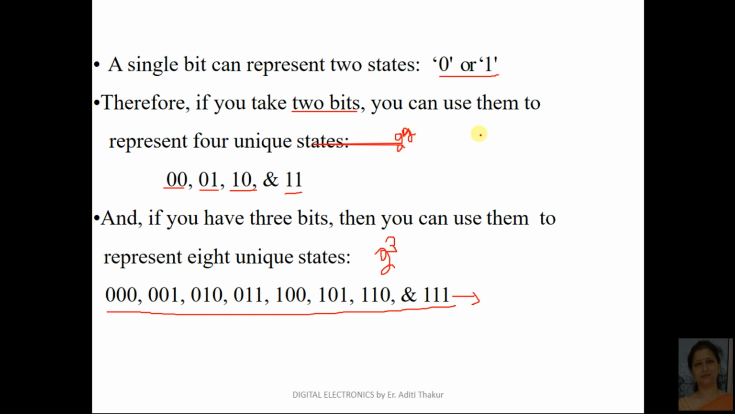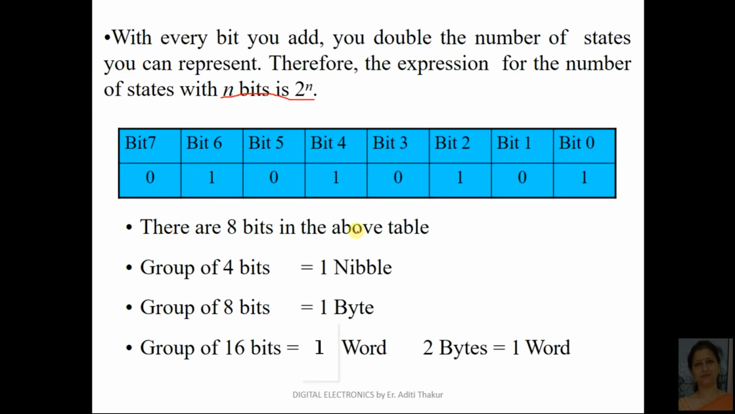2 raised to the power 2 means 4. So there are 4 possible combinations, and here there are 8 possible. So by increasing from 2 bits to 3 bits, that is what we have stated here, that whenever we add 1 bit, it will double the number of states.